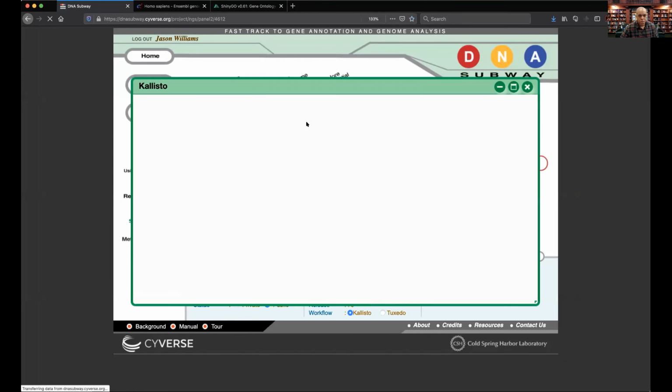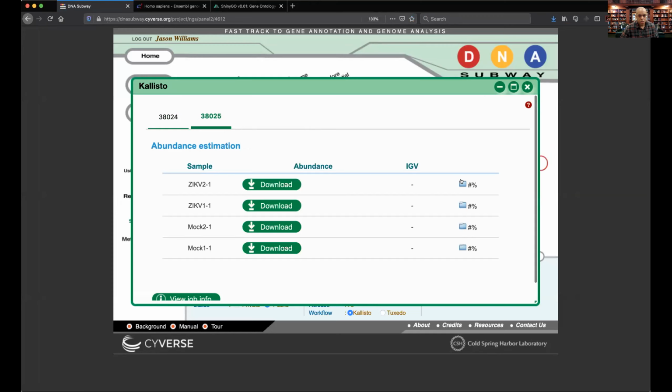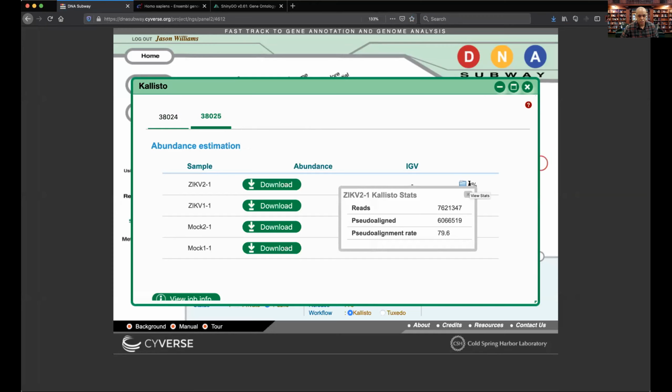And when we do this Kallisto alignment, in my case, I did it more than once. You do want to view the results. And you also want to check things. If you click on this number sign, you want to see how many reads were aligned. So we started out with 7.6 million reads in this individual sample. And we actually need to do the alignment for every single sample. And about 6 million of them actually map. So that's a 79% rate. And that's what you expect.